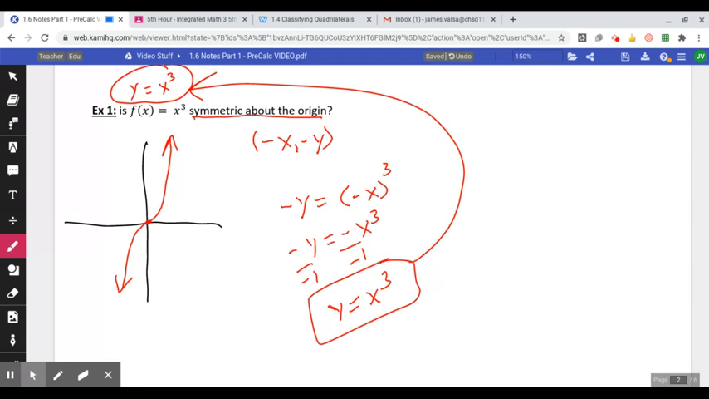So we can say something like that. We can say, yes, symmetric about origin, or something like that. Or it is symmetric, or f of x is symmetric. Let's do that. f of x is symmetric about the origin. There we go.